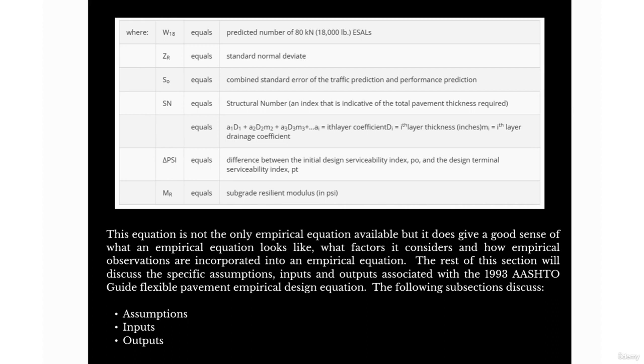Okay, so this is the heart. This is the meat, the fleshy part of how to design using the AASHTO 1993. So without any further ado, let's jump into it. See you on the next slide.